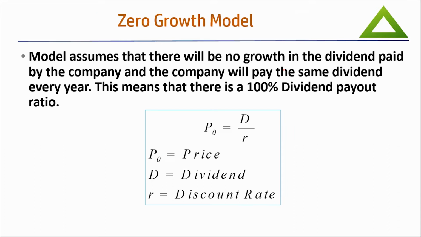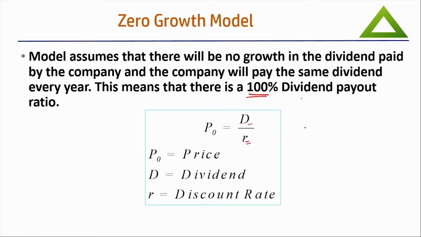Okay, moving to some of the models. The first model, the zero growth model, says that whatever dividend has been declared by the company will be paid throughout the life. It is nothing but the perpetuity equation. When a company pays out 100% dividend, it is less likely that the company would have growth. Or I can also say, when a company is not likely to grow, it would pay 100% dividend, so all the earnings would be distributed. So it is simply the equation of perpetuity: dividend divided by required rate of return.